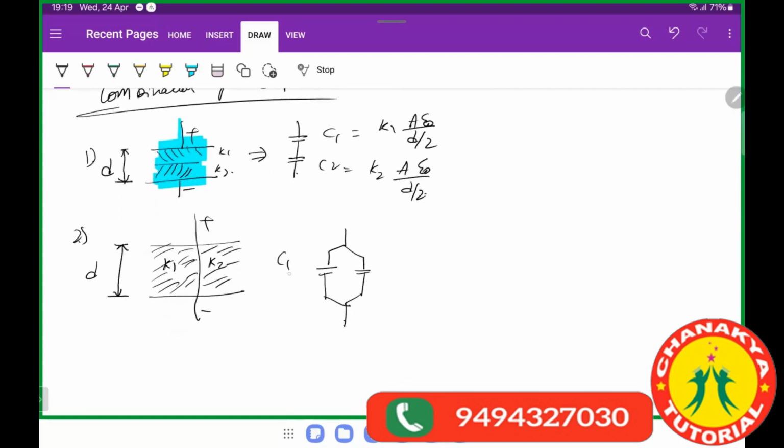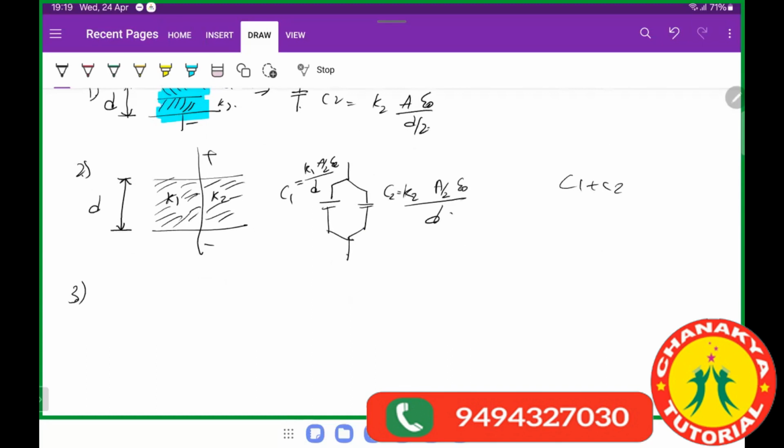As it is divided area-wise, C1 will be K1 A by 2 epsilon naught by D, and C2 will be K2 into A by 2 epsilon naught by D. Perfect. In the parallel combination, you can apply the formula C1 plus C2, and we can take the common things out.